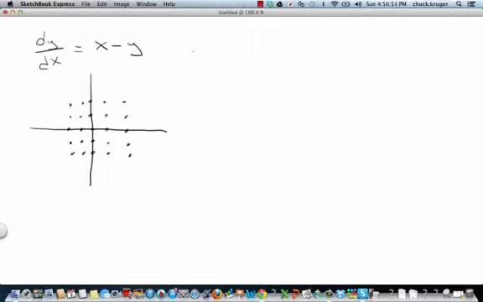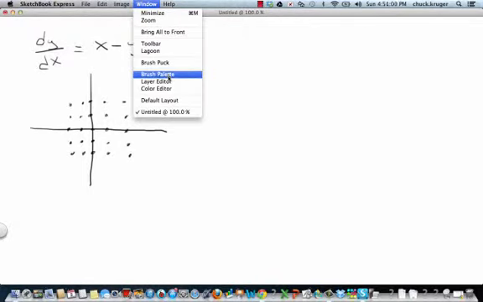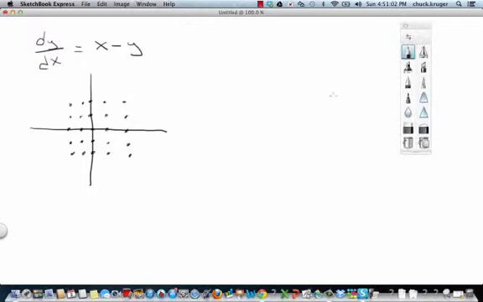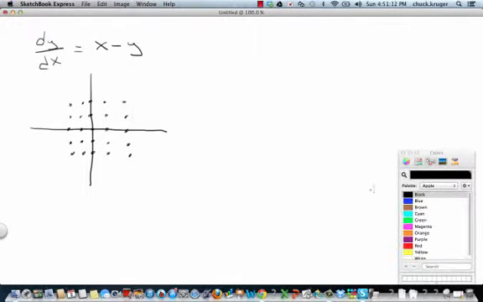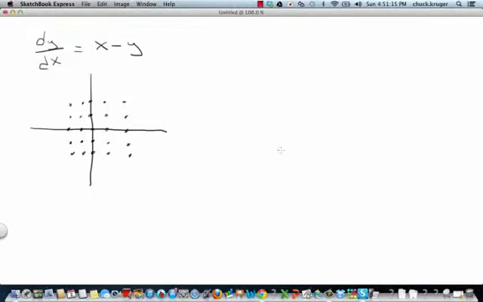Okay, and what I'm going to do is change my color, I think. Oops, that's not what I want. I want the color palette. There you go, the color editor. And I think I'm going to choose blue. And what we're going to do is pick some values.